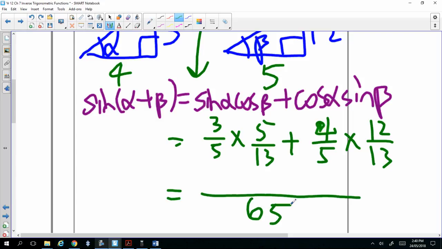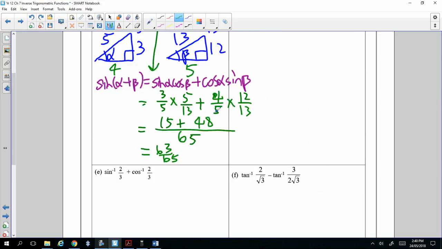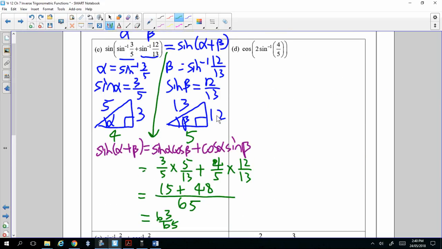Alright, so that shows you the working. I'll try the next one, which is exactly the same. Very similar, use the double angle formula. Alright, good. So the next one you do the same thing.